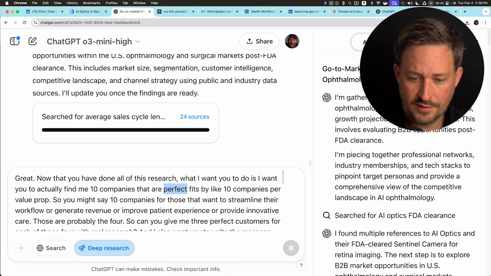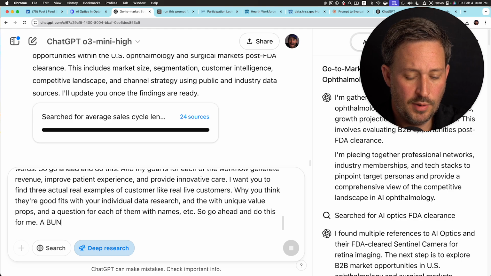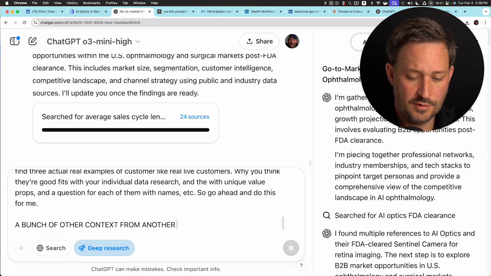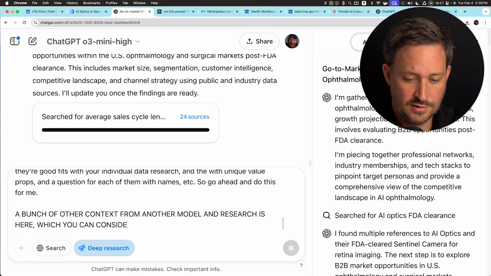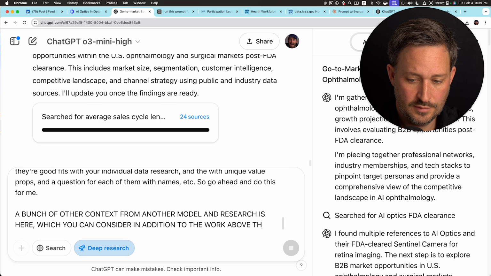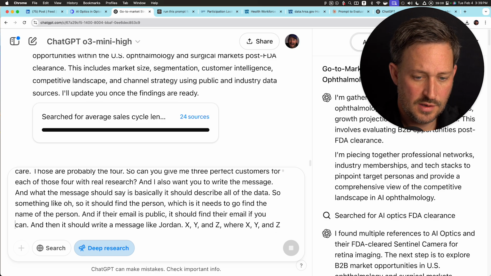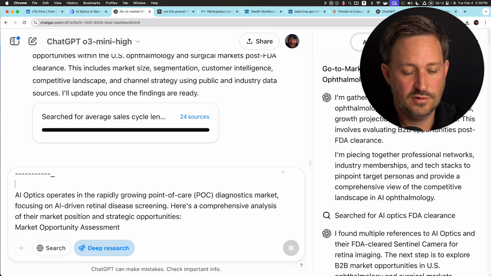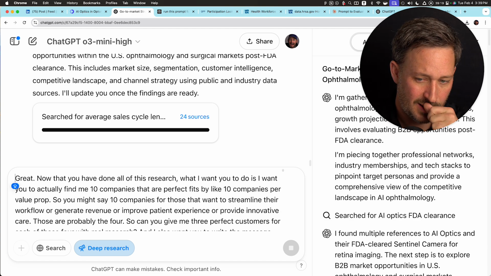And then I'm going to modify this, which is a bunch of other context from another model and research, which you can consider in addition to the work above that you did. I'm just going to paste in all of that context. Generally, the models do a really good job when you provide a lot of context, so I try to provide as much context as possible.